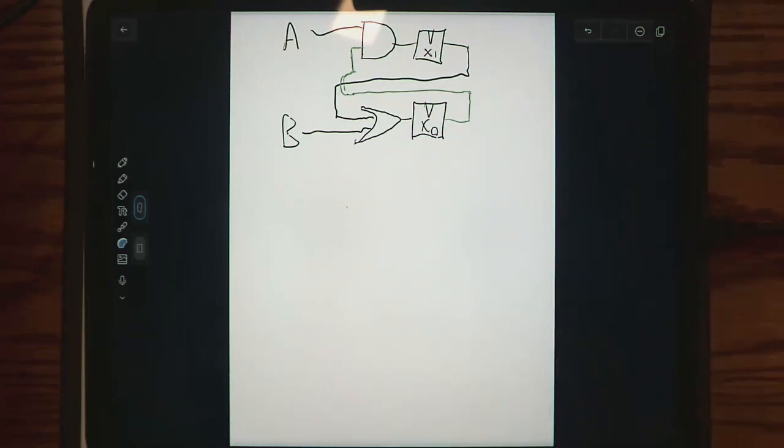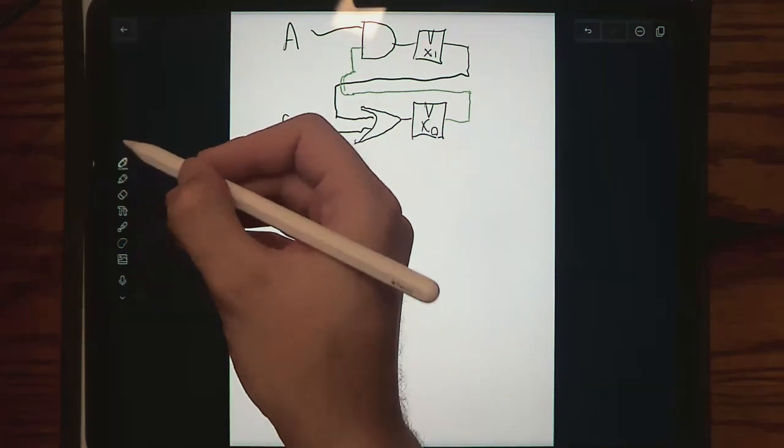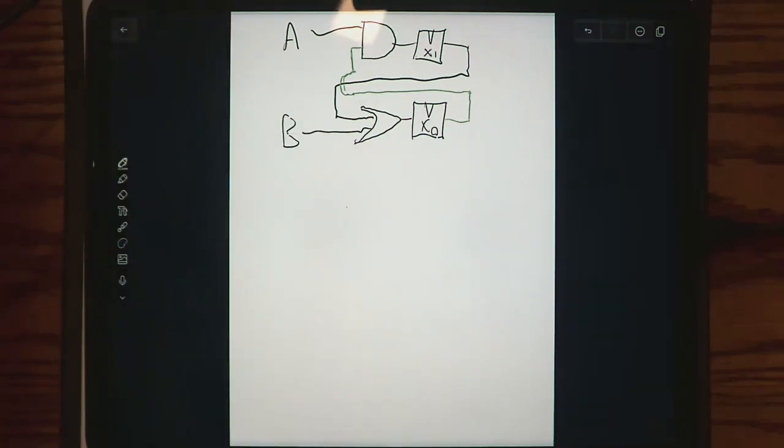Okay, let's say we had 3 flip-flops. How many possible states would we have? 8. Yeah, 2 to the 3. We would have 0, 1, 2, 3, 4, 5, 6, 7. Those are all possible states.